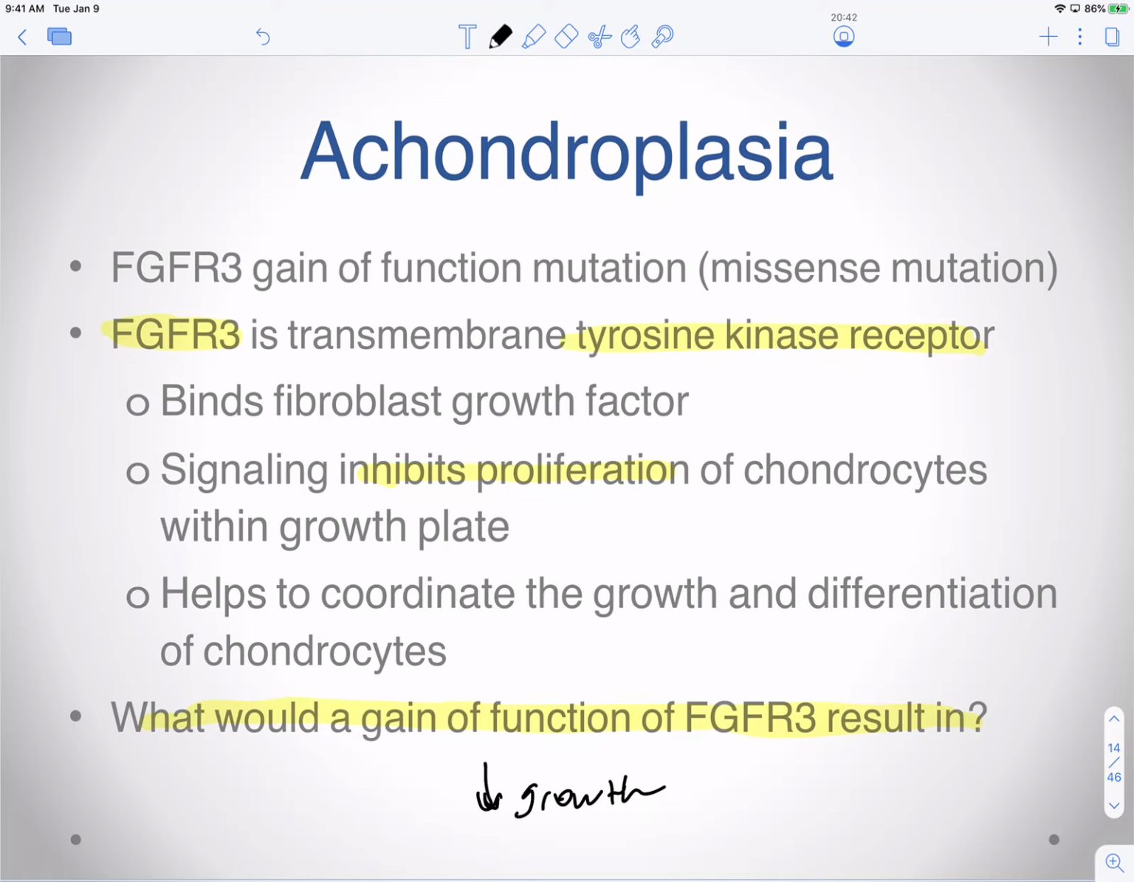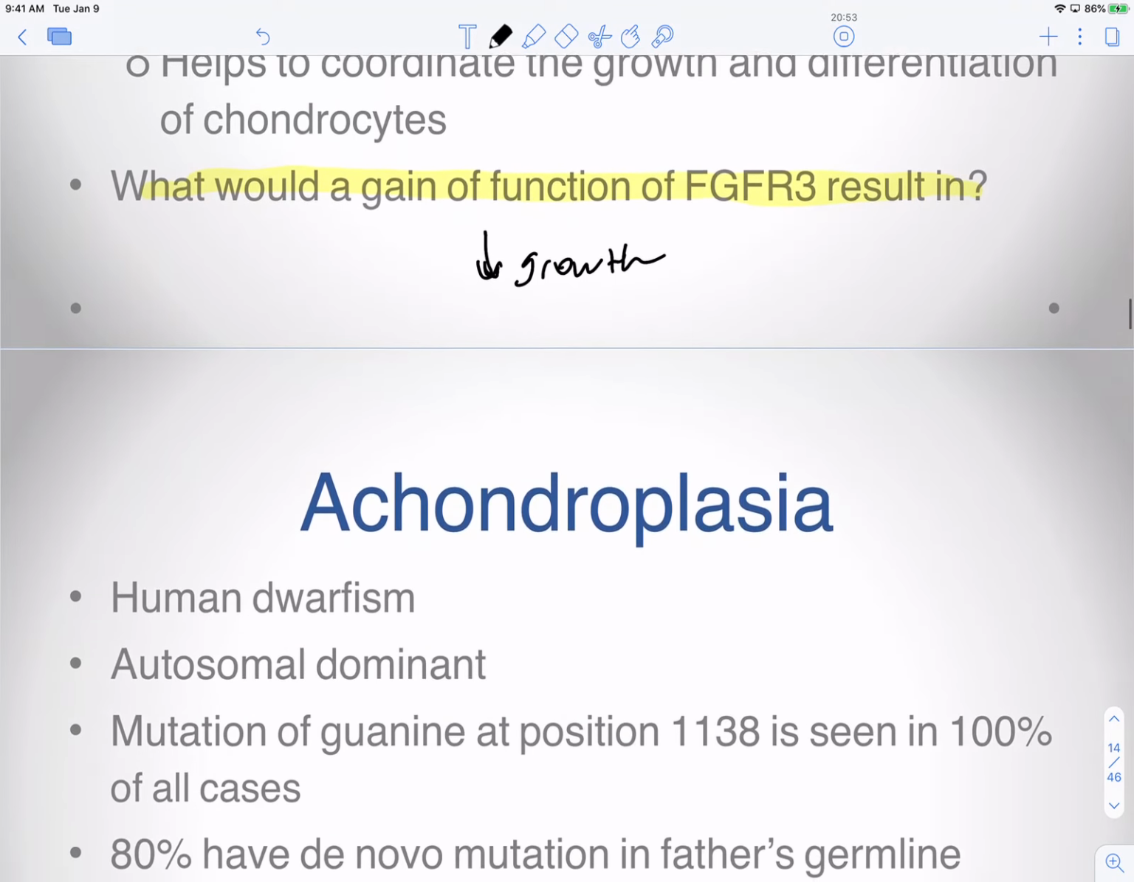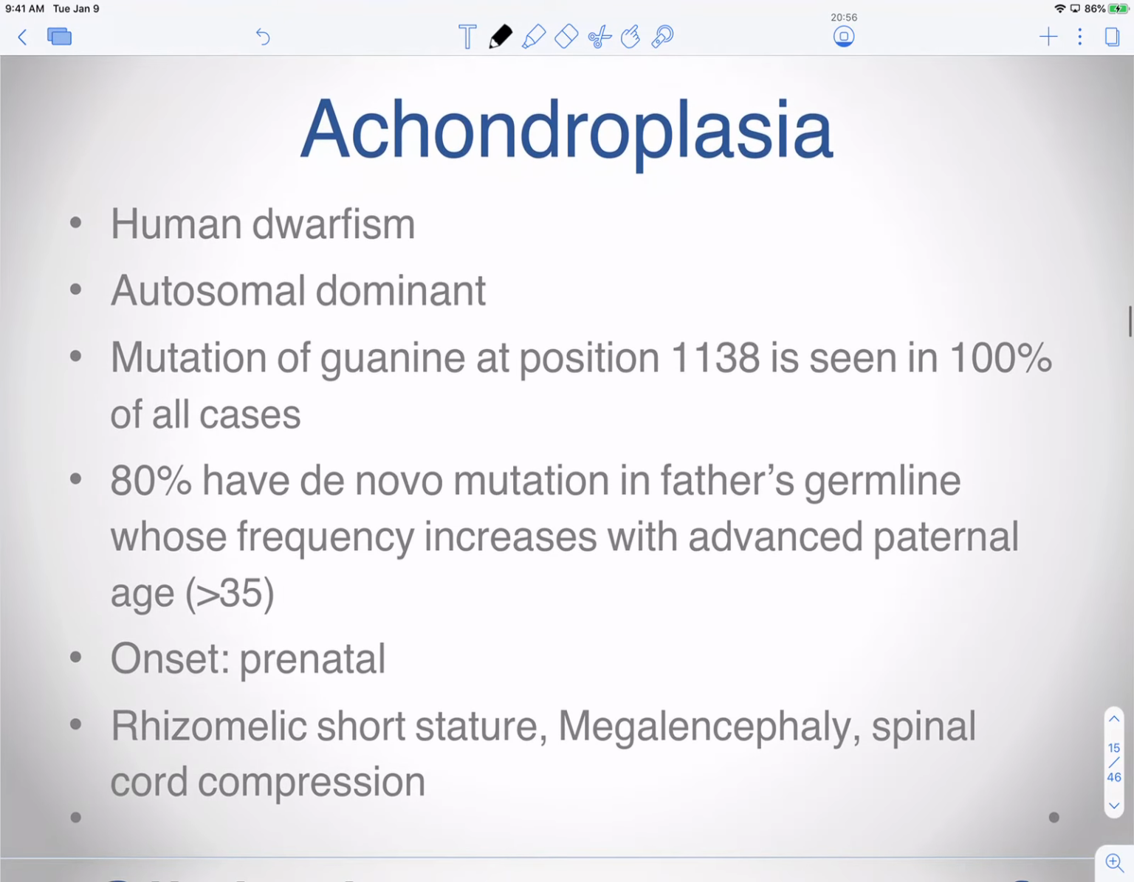right? And so if you have a gain of function mutation, this missense mutation, it's going to affect the growth of the chondrocytes, and so you're going to have a shorter stature, for example. And so achondroplasia is associated with human dwarfism. This is an autosomal dominant disorder. The mutation is at guanine of position 1138, which is seen in 100% of the cases. 80% will have the de novo mutation in the father's germline, and the frequency increases with advanced paternal age.